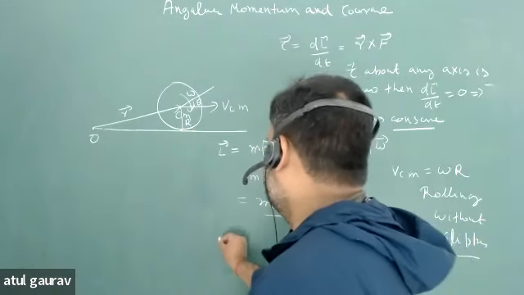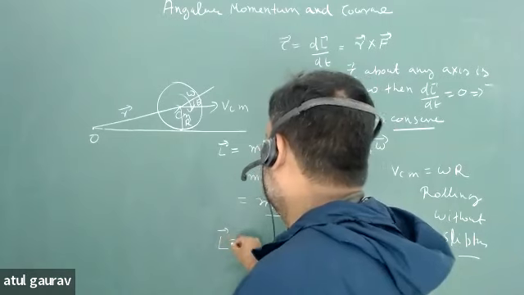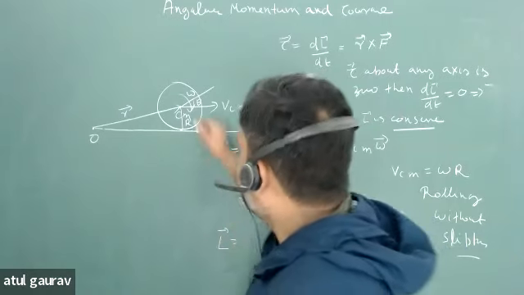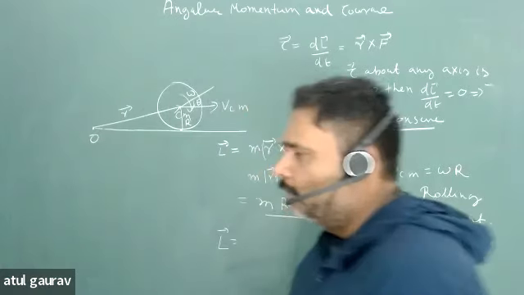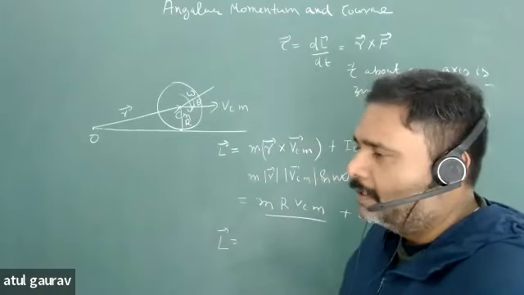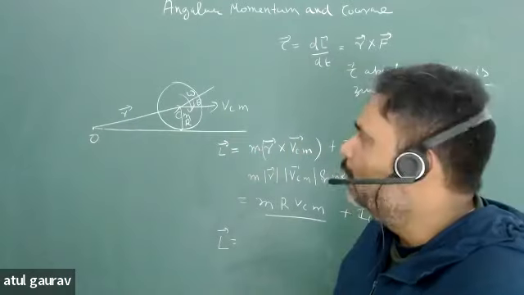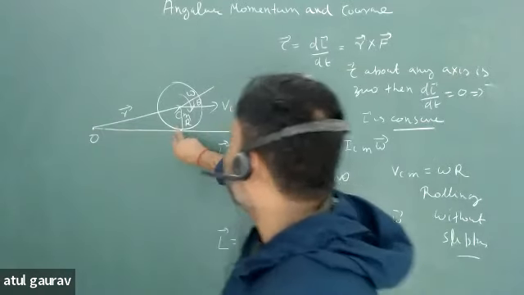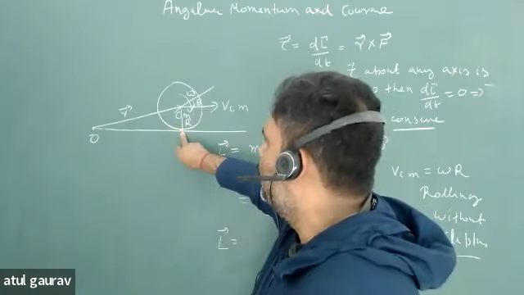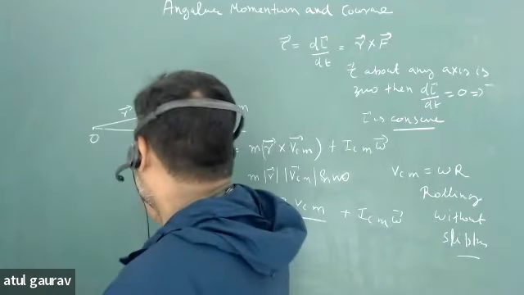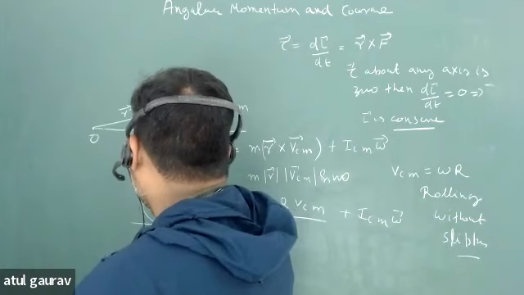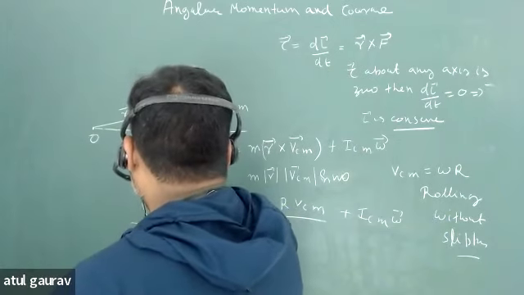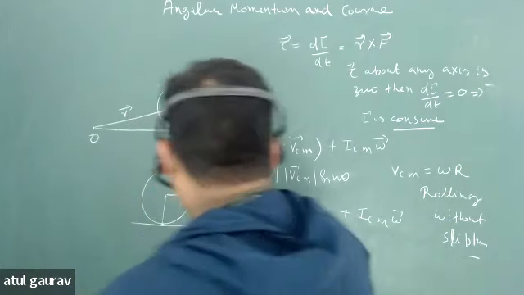Anybody tell me? Here, the angle between R and VCM is what? 90 degree? Yes or no? अगर मैं origin को उठा के यहां से यहां कर दूं, then what is going to happen? Suppose you have this kind of situation and your origin is here. So this is your VCM.